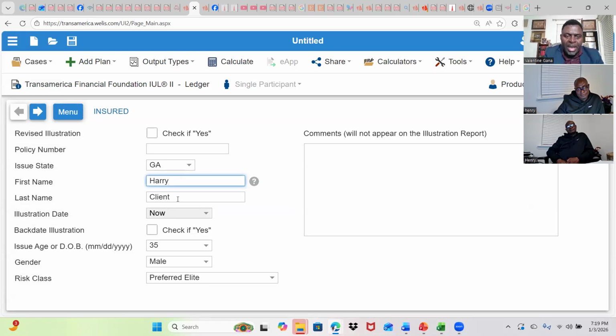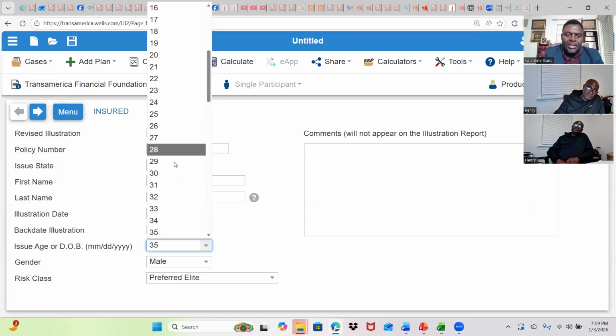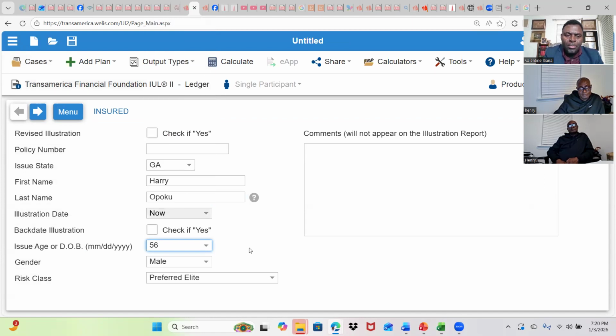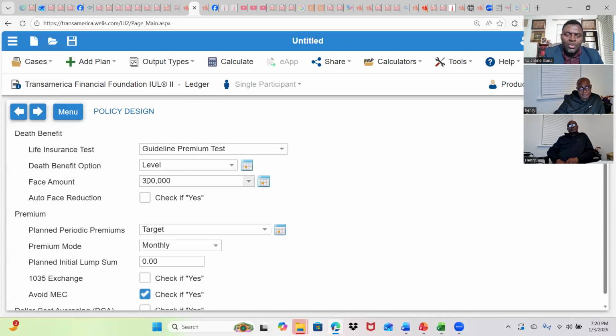Let me say this person's name is Harry. Last name Opoku. The age, let's say they are 56. Male, preferred, elite. Let's do them a policy for $250,000. Let's make it graded.